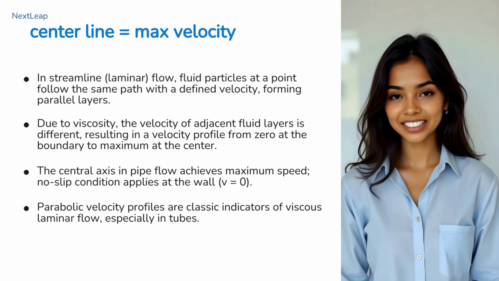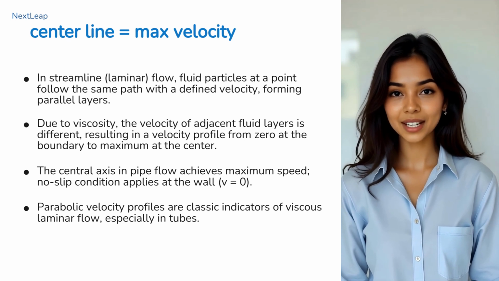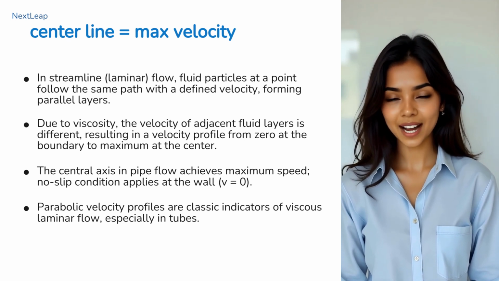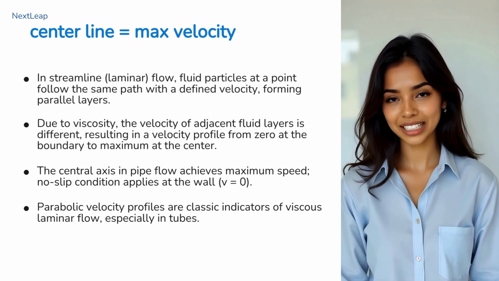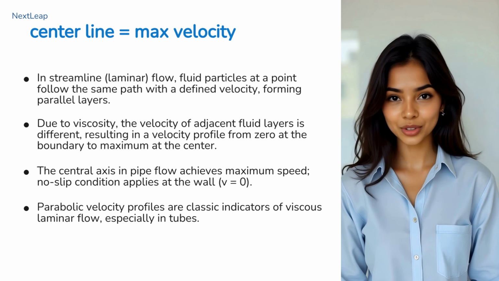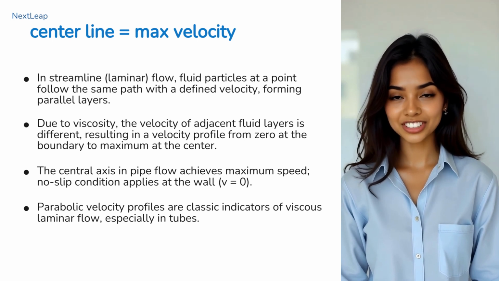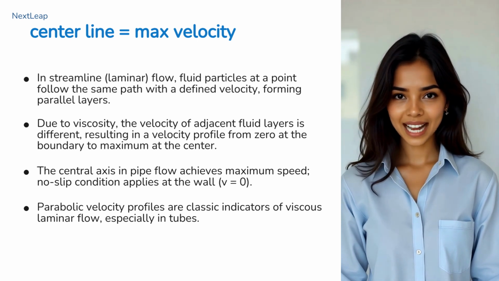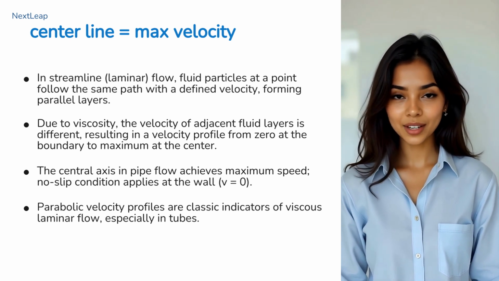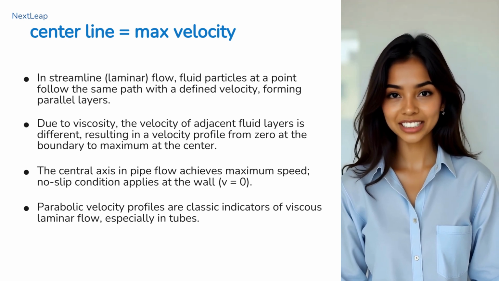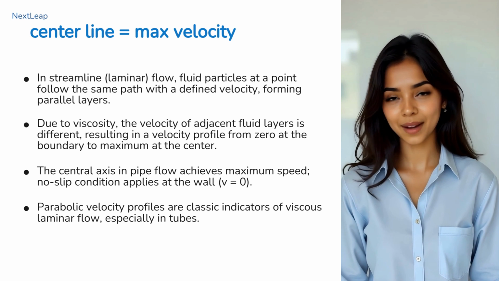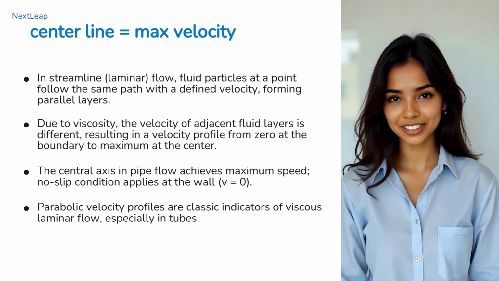Now imagine flow inside a cylindrical pipe. At the very center line, the fluid moves at the highest speed, and as you move radially toward the walls, the velocity decreases, creating a nice, smooth, parabolic curve when you plot velocity against the radius. This parabolic velocity profile is a classic signature of viscous laminar flow inside tubes and pipes, and shows how viscosity shapes the motion we see every time water flows through a tap, or blood courses through your veins.